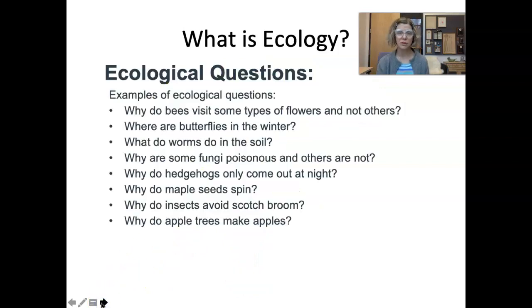So here's an example of a list of different kinds of ecological questions. So what kind of questions would be considered questions that ecologists ask? Say, for example, why do bees visit some types of flowers and not others? Or why are some fungi poisonous and others are not? Or why do insects avoid Scotch broom and they don't eat it? These are all examples of ecological questions.